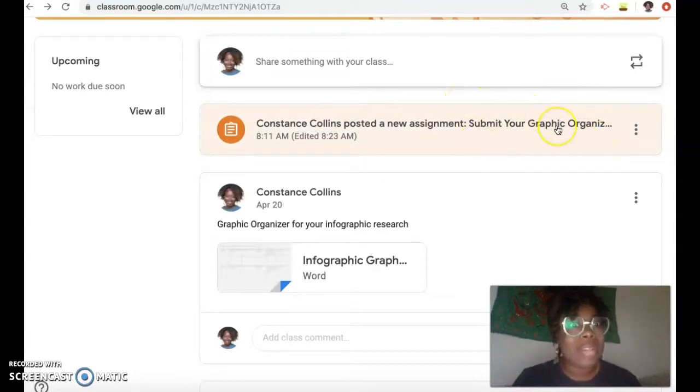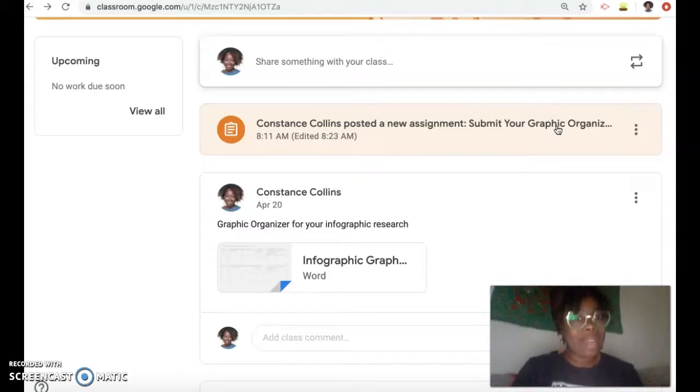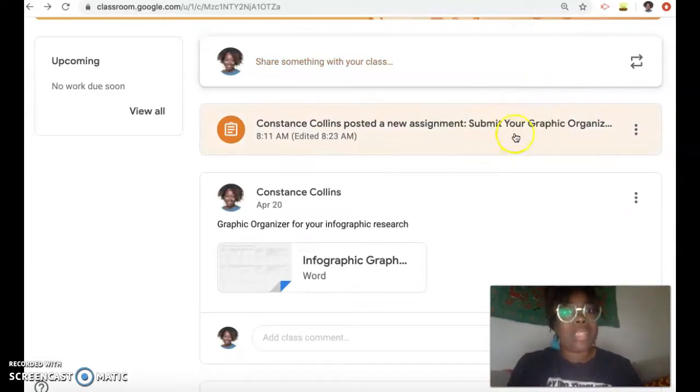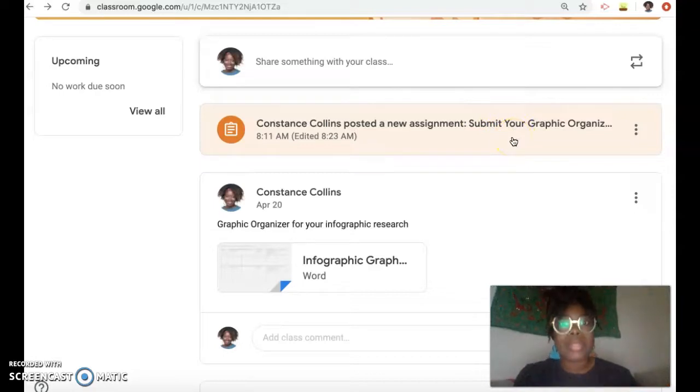So I would like for you to submit your graphic organizer here or whatever notes that you have with your graphs. This is very important for you to do because during our Zoom lessons this week, we're going to be doing peer review. So our Zoom lessons this week are mandatory because it is a time for us to do a peer review. All right, so just submit it on Google Classroom.